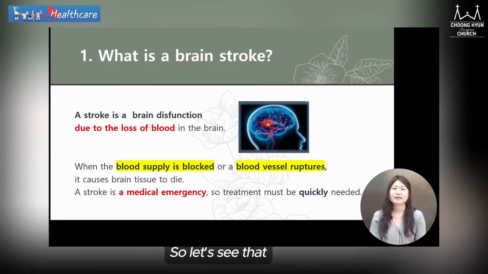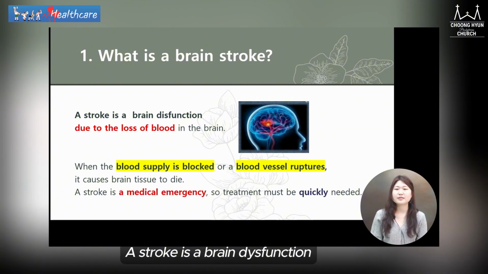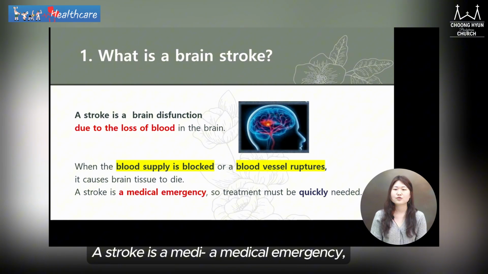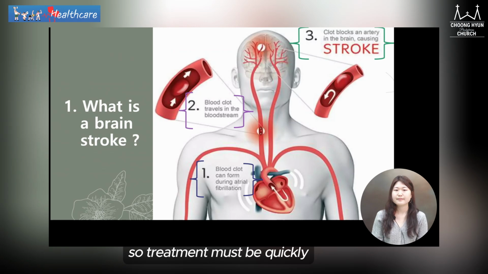So let's see that. A stroke is a brain dysfunction due to the loss of blood in the brain. When the blood supply is blocked or a blood vessel ruptures, it causes brain tissues to die. A stroke is a medical emergency, so treatment must be quick. So what is a brain stroke?